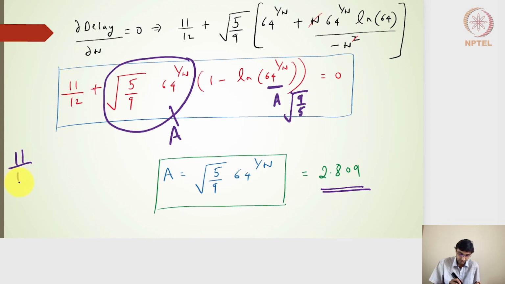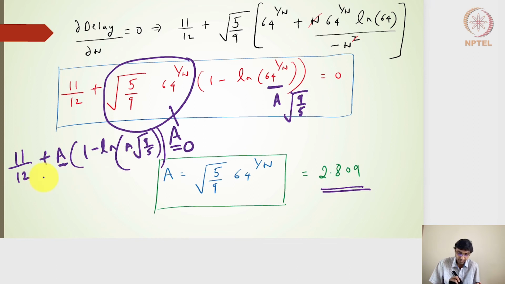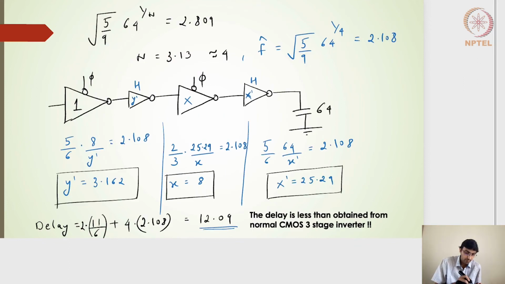Heuristically means I will have this particular equation written like this: 11 by 12 plus a into 1 minus log of a, and 9 by 5 is equal to 0. And I keep plugging in the values of a as 1 or 2 or 3, and then in between that 2.5, 2.8, 2.9, and then it should equate to 0, or whatever the closest value that a can accommodate, so that I'll get closer to the 0 value. That will be the solution, and the solution turns out to be 2.809. Alright, hope that is clear.